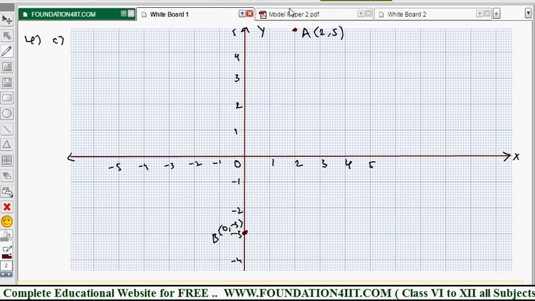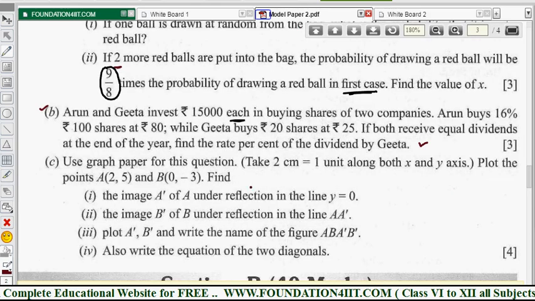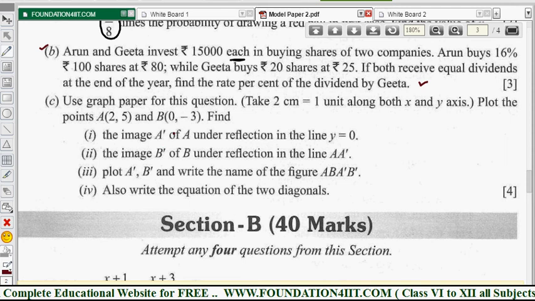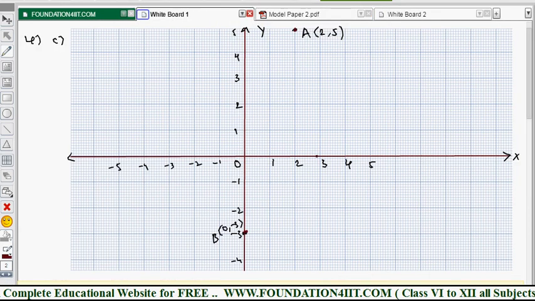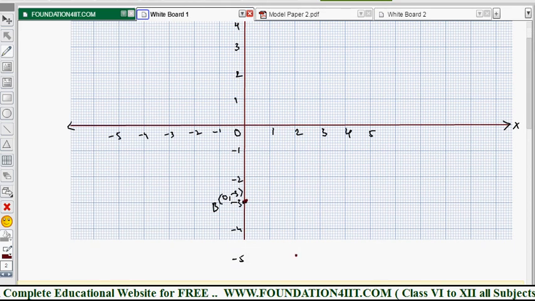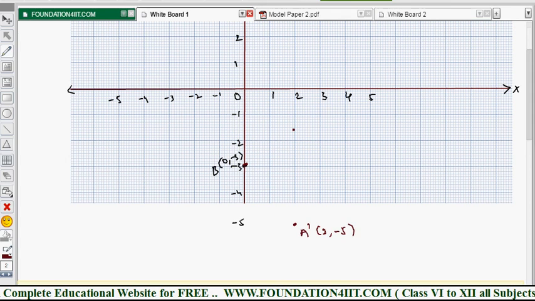Now first one is reflection on y is equal to 0. So you are given A dash is A under reflection in the line y is equal to 0. So y is equal to 0 means that is the x-axis. So x-axis equation is y is equal to 0. That means reflection on x-axis. If x-axis reflection is A dash, that's (2, -5). Okay, that is A dash (2, -5) because reflection on x-axis, because y is equal to 0.